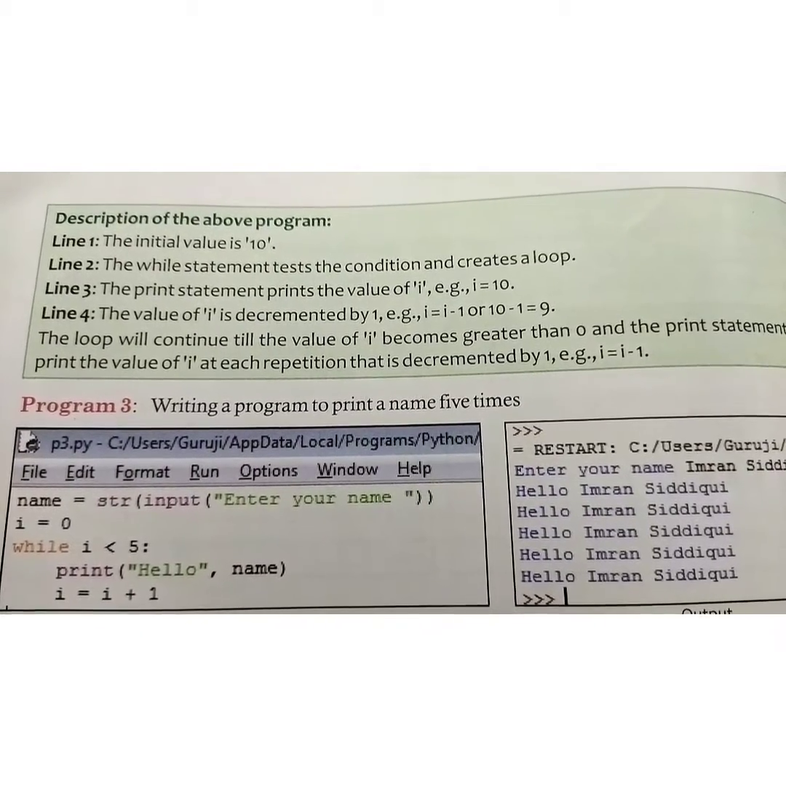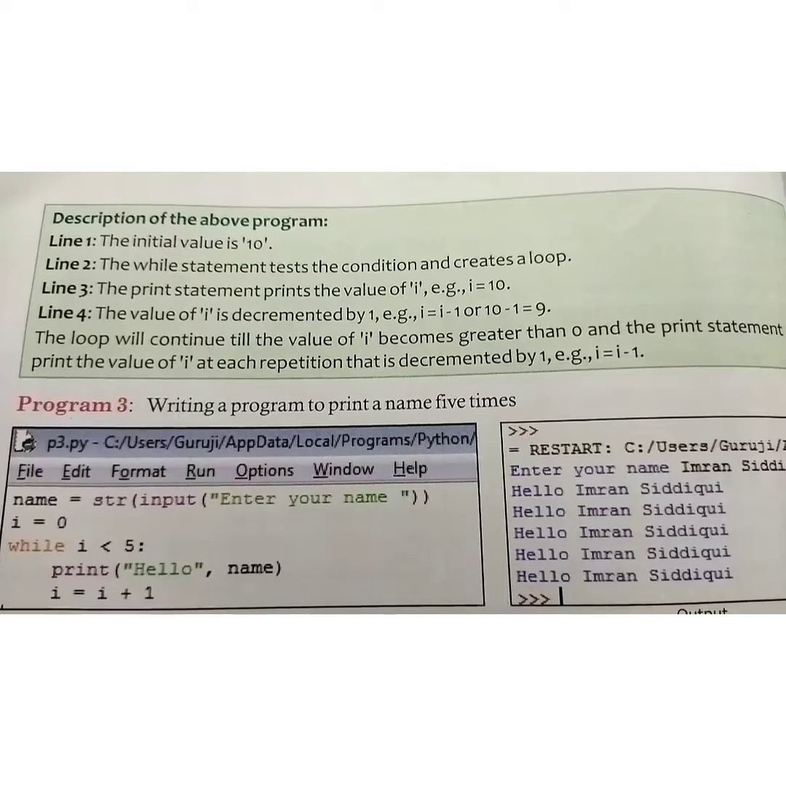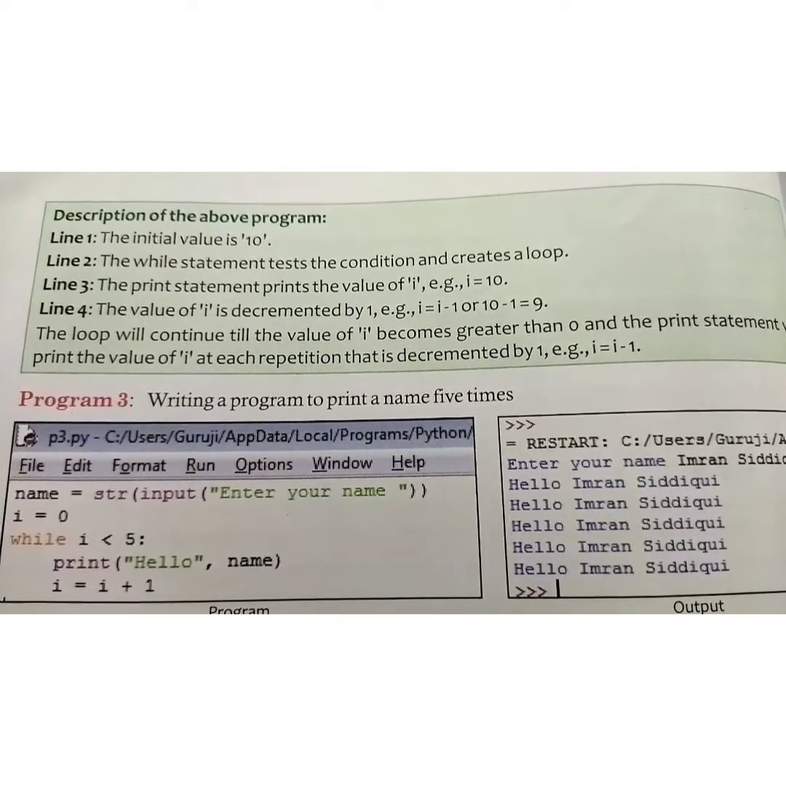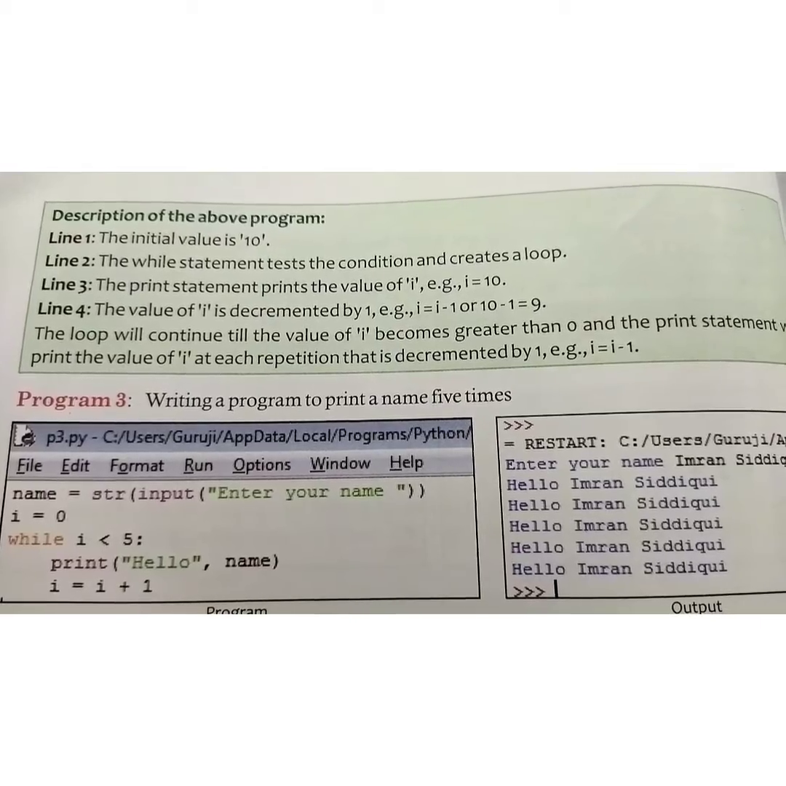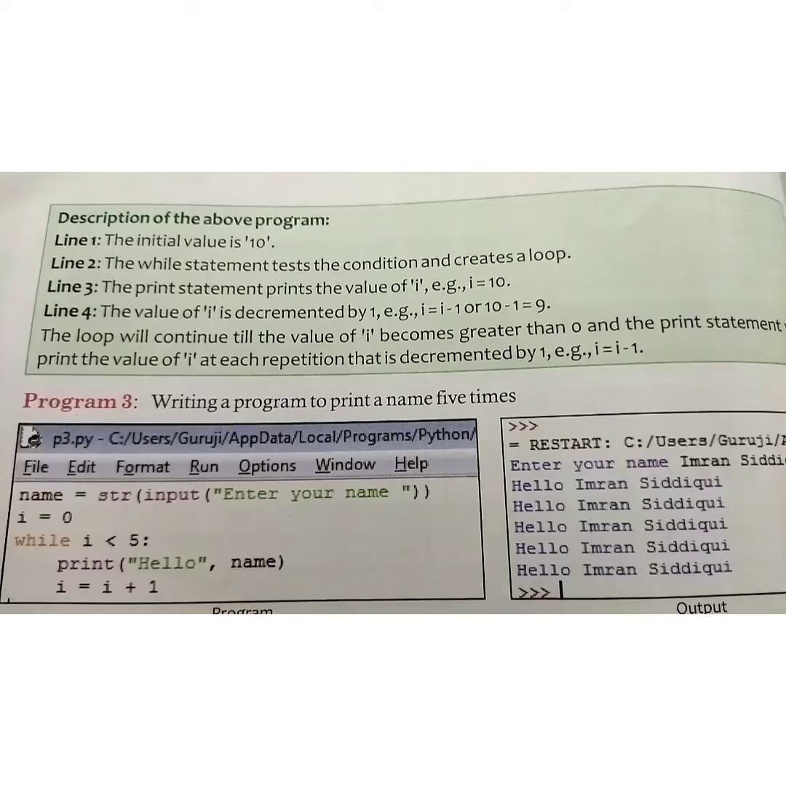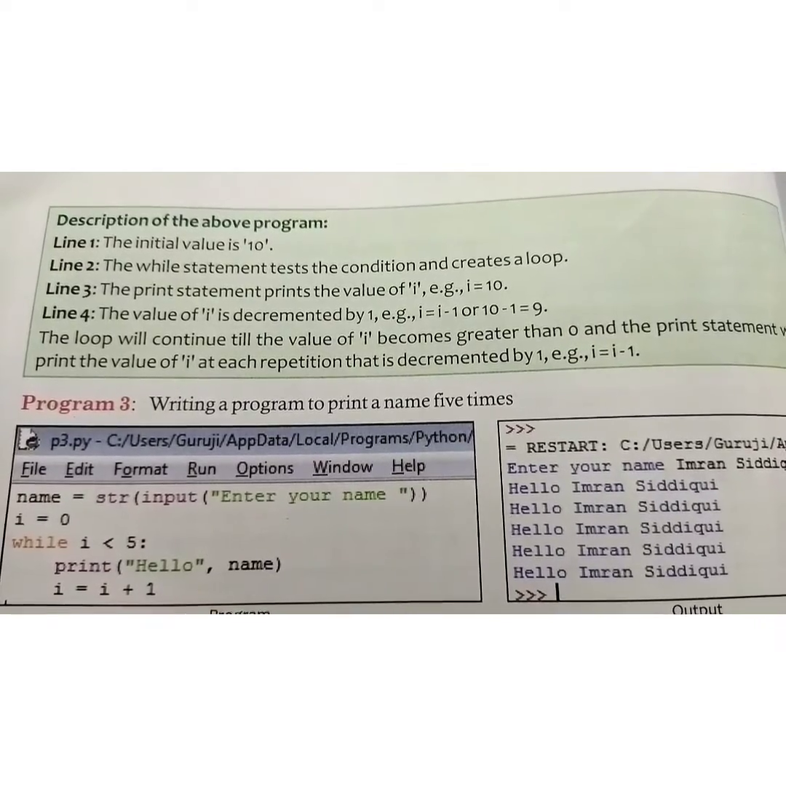So the loop will continue while the value of i is greater than 0, and the print statement will print the value of i at each repetition as it is decremented by 1: i = i - 1. So this is the description of this program.